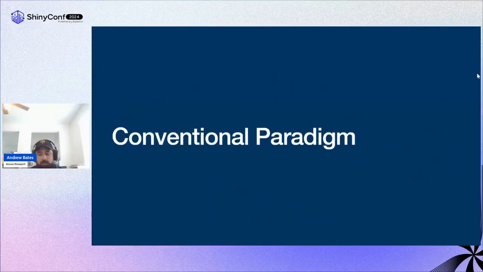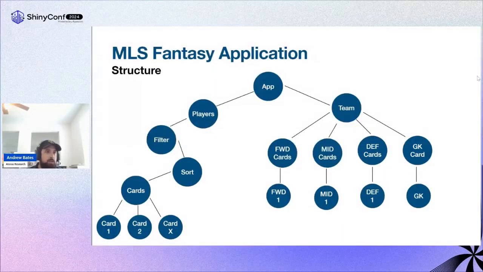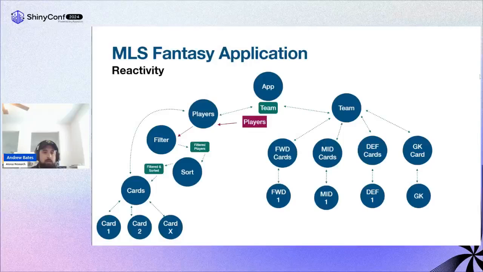So using our MLS Fantasy app as an example, we're going to walk through how it works using the conventional Shiny paradigm, reactive values, and then we'll build it up using our new paradigm. Okay, so this is structurally what the app looks like. Each of these circles is again a module. And this is how state and reactivity are handled in the module.